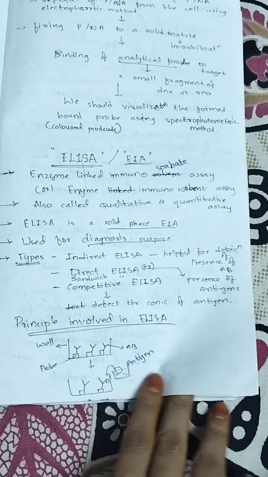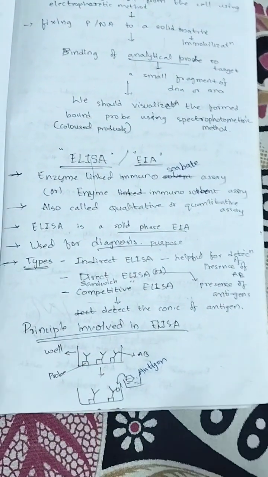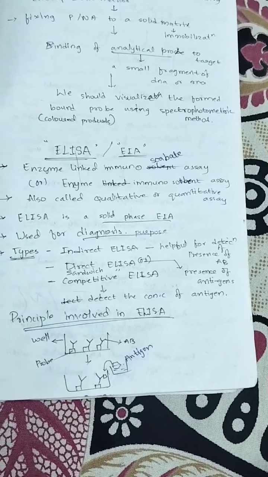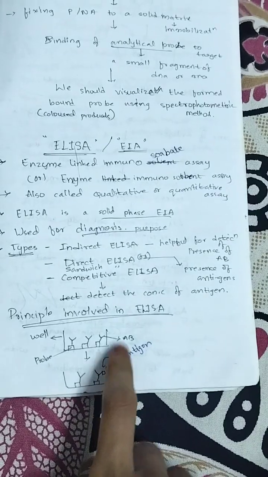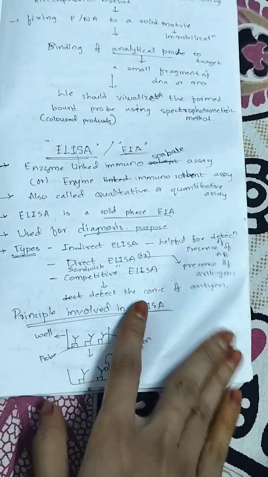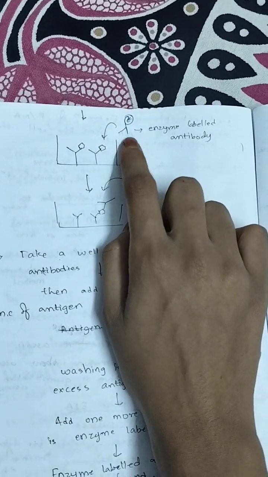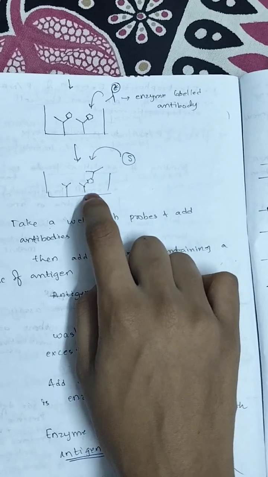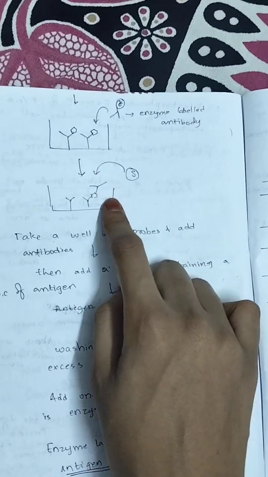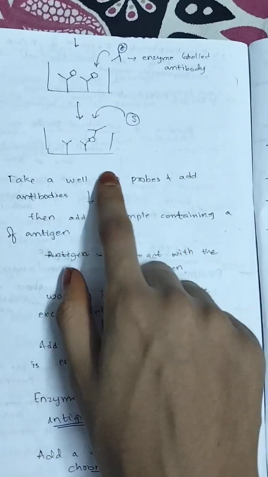The principle involved in ELISA is this: in a well, a probe is taken, and in it primary antibodies are added first, and then antigens are added. Antibodies and antigens react, and then secondary antibodies are added. This secondary antibody is an enzyme-labeled antibody. This reacts with the antigen, and then a substrate is added. So this is the principle.